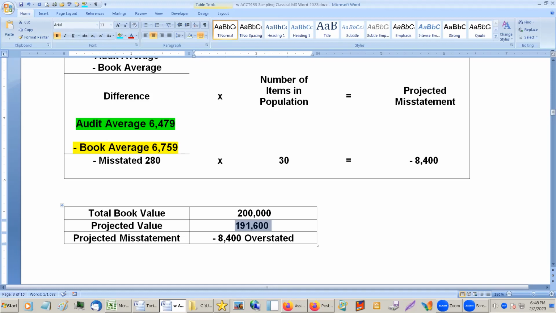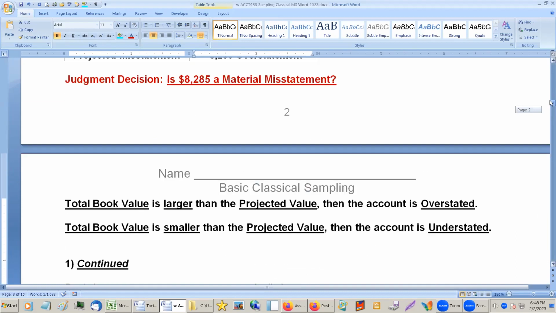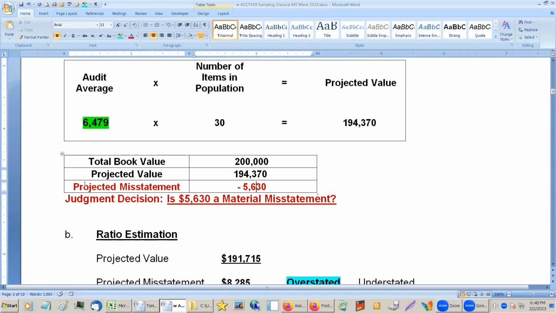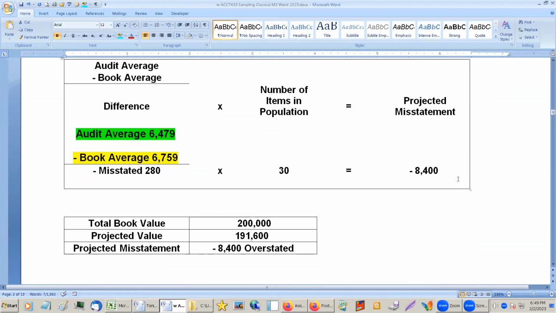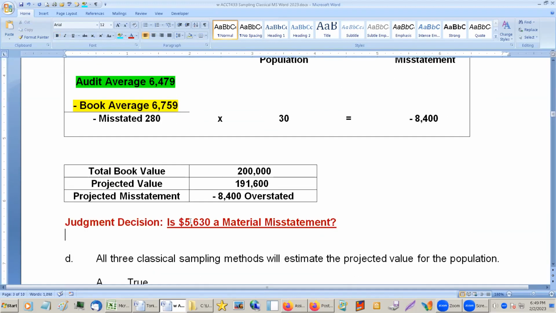Okay. I didn't think about that. I guess all these should be like that. This is actually, you have to take off 56,630. And then again, just like the other ones, the projected misstatement, 8,400.